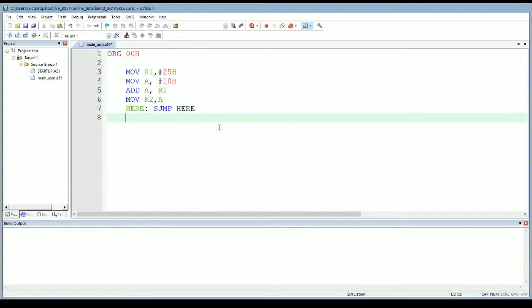It will keep on jumping here because it is a kind of infinite loop, like in C language. What will happen if we don't put this SJMP command? It will execute the END command and come out of the execution part.